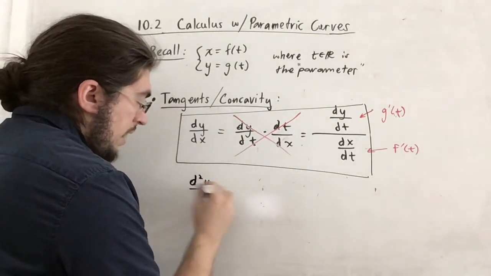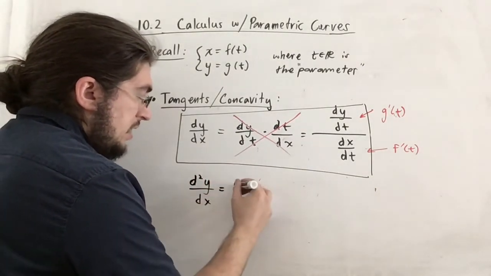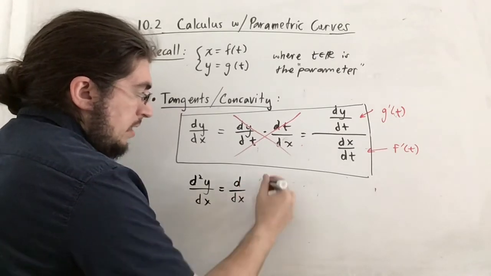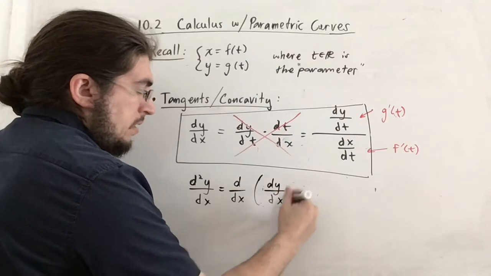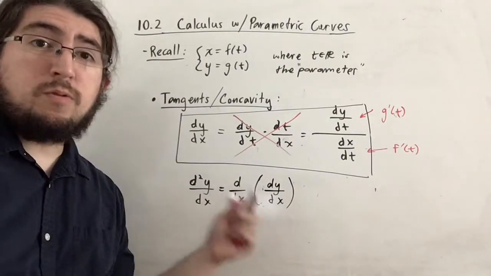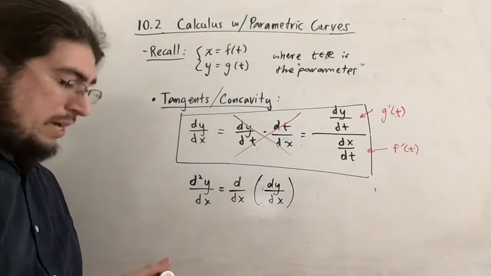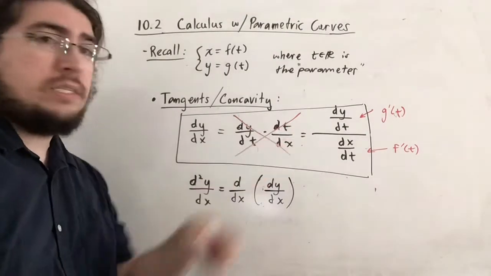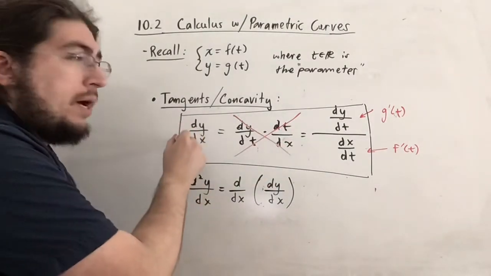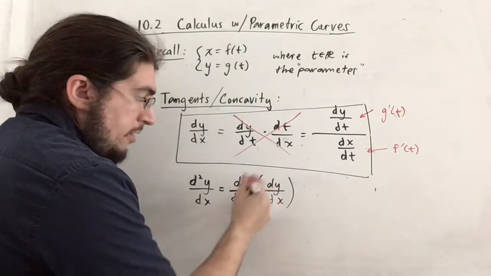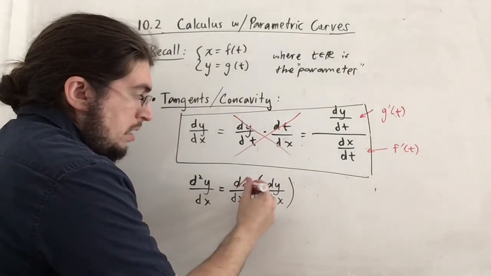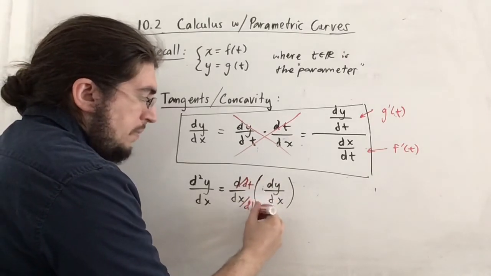d squared y over dx squared. That's just d over dx of dy over dx. So taking the derivative of the derivative with respect to x once again. And we're going to apply the same thing we did here. If you notice, all we really did is divide top and bottom by dt, which is true by the chain rule. So I'm going to do that here in this differential part. Divide by dt, divide by dt.